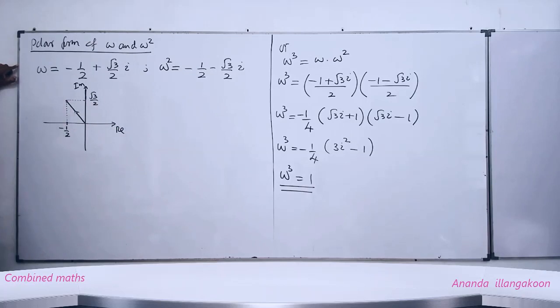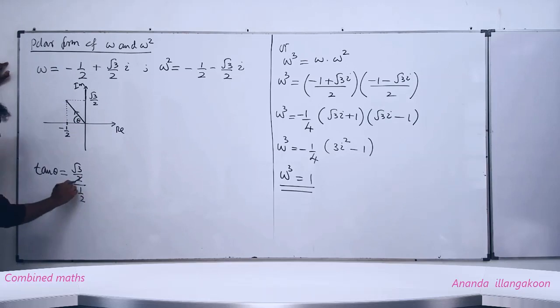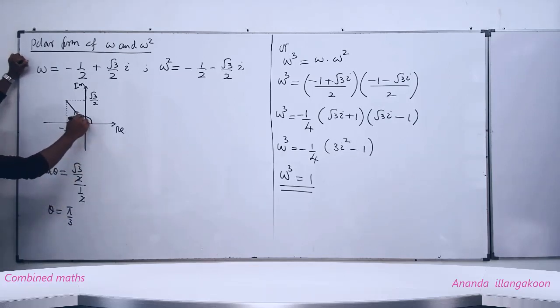Okay. Then this angle I can write tan theta: opposite side root 3 by 2 divided by adjacent side half. Opposite by adjacent, these two can cancel down. Tan theta is root 3, which means pi by 3. Right. So then the angle we need to take in writing the polar form is 120.